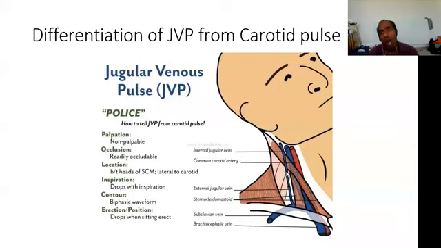And there are many ways on how to do that. Okay. And obviously, the easiest thing to look for is the palpability of the pulse. If it's a carotid pulse, you can palpate it. That's one way of differentiating. And the second thing is compressibility. You can compress and get rid of the jugular venous pulse, but you can't do that for the carotid pulse. Okay. So look for palpability and compressibility. And that's easy how you differentiate the jugular venous pulse from the carotid pulse. There are some other things, just read that later.